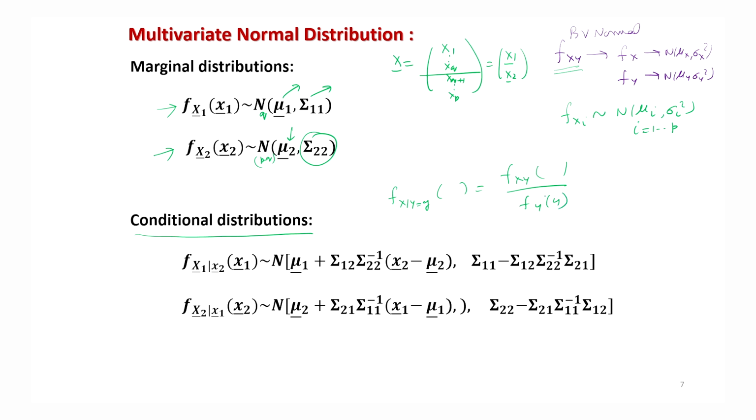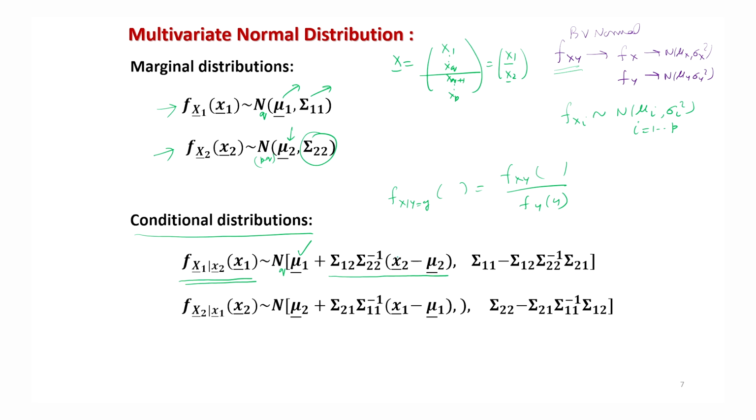So, the similar concept is used here in the case of subvectors also. If I consider the same setup, that x has been partitioned into two subvectors x1 and x2, then the conditional distribution of x1 given x2 is obtained like this. It is a multivariate normal distribution, the order of the distribution here is q, and the mean vector is mu1 plus sigma 1 2 sigma 2 2 inverse (x2 minus mu2), right.